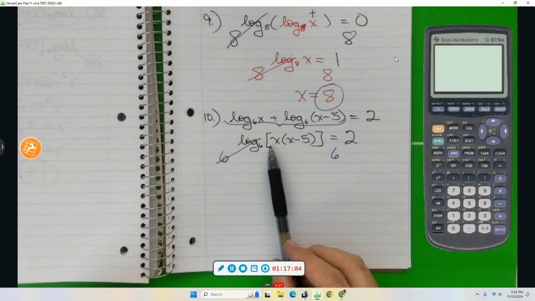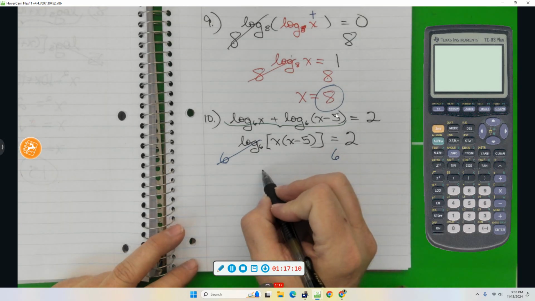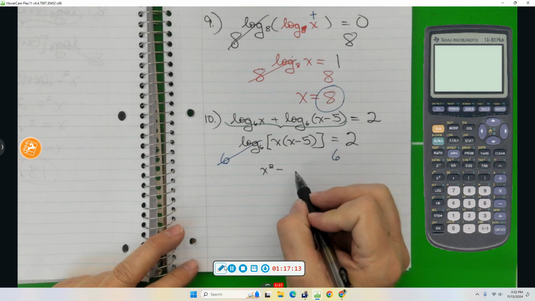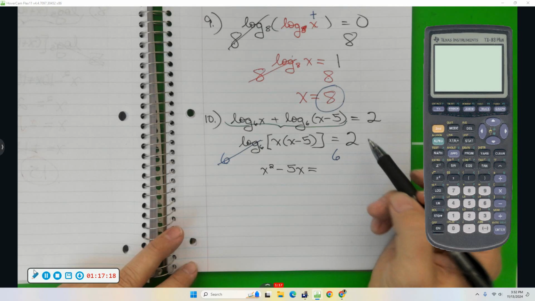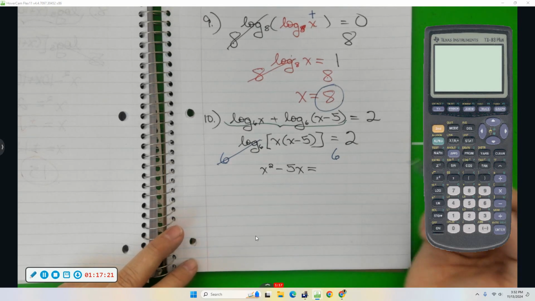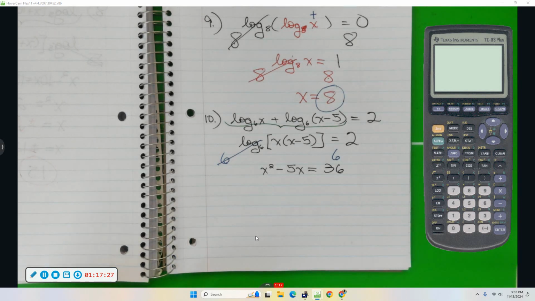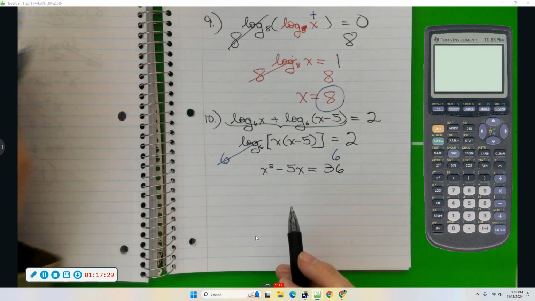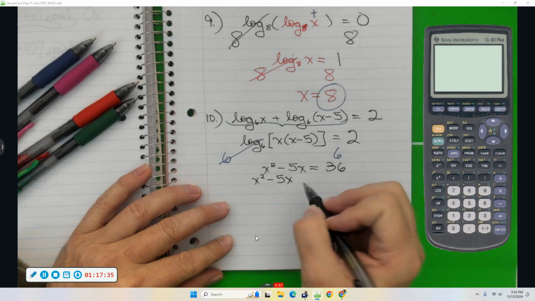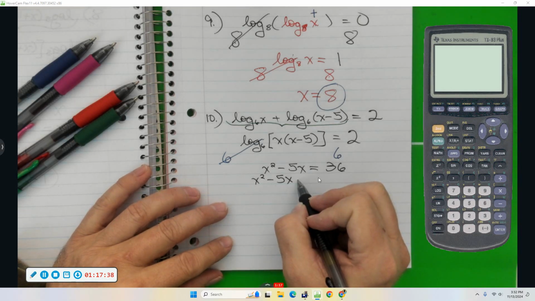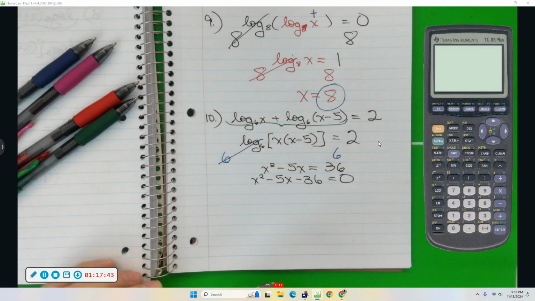So we have, let's go ahead and distribute this right now. On the left side we have x squared minus 5x, and on the right side, 6 squared. It looks funny because the exponent's written so big, but that's saying 6 squared is 36. It's quadratic, so we better get it set equal to 0. We have x squared minus 5x minus 36 equals 0.